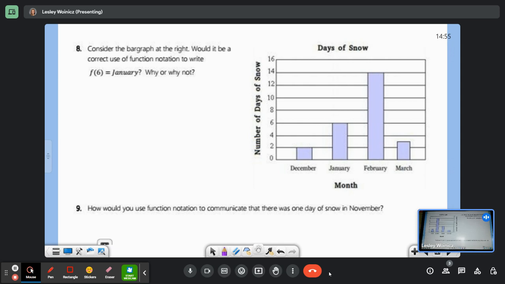Okay. Why? Okay, so what is the January in this situation? Is it part of the domain or part of the range? Okay, so this is the domain. Is the domain the x's or the y's? All right, and then the number of days of snow is like the frequency of snow, right? So this is the f of x, or the y, and it is the range.